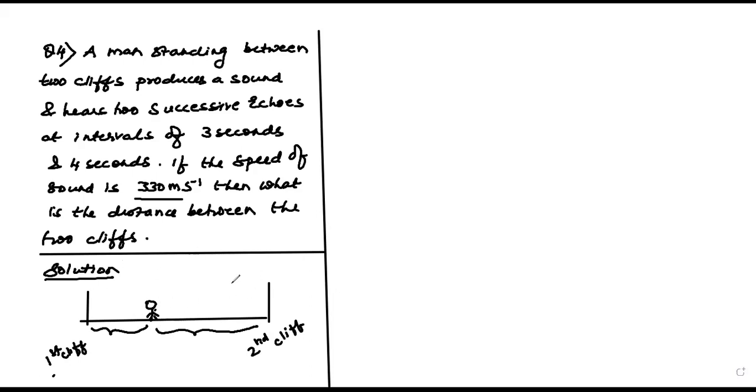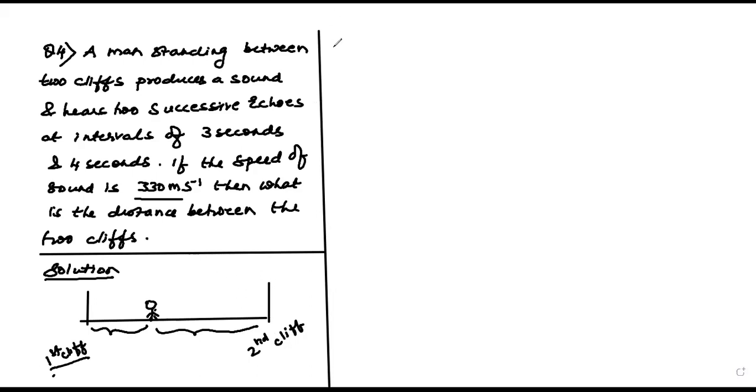They are asking what is the distance between the two cliffs. I hope people understood. This man is standing between two cliffs. First cliff is nearer, because the echo is heard in 3 seconds. Got it? So I call it nearer cliff, or I call it first cliff. And this cliff is hearing the echo after 4 seconds. That means this cliff, I name it as second cliff. Are you getting me here?